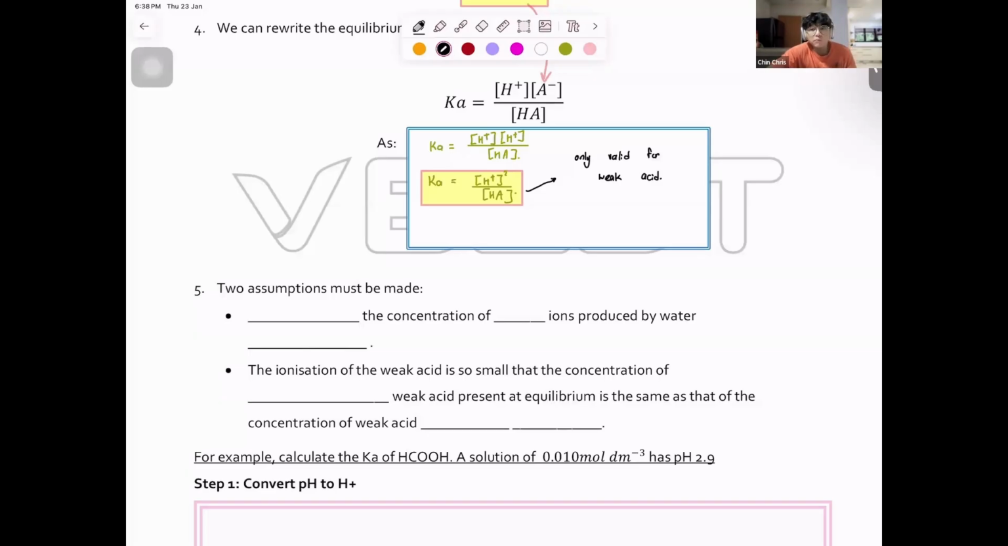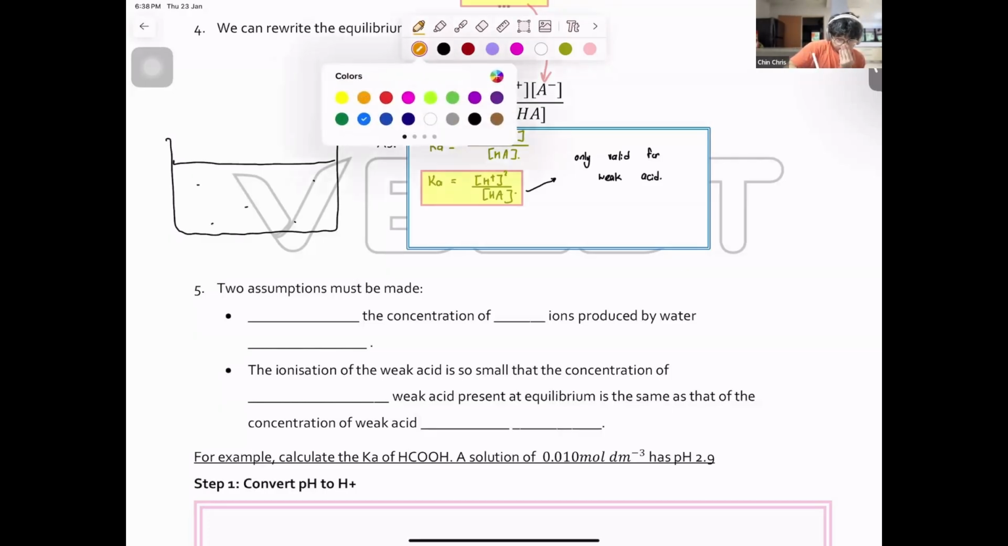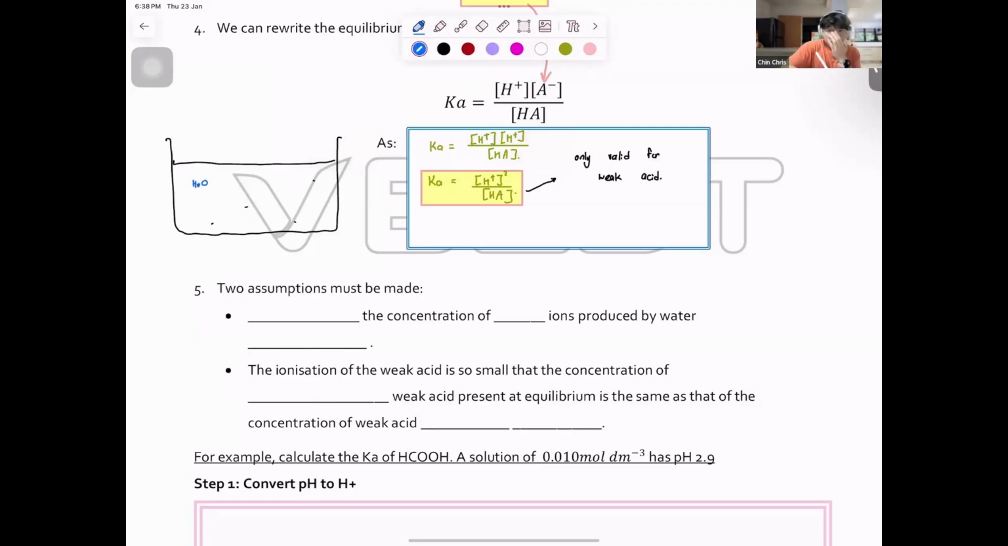Okay guys, now let's continue. To apply this equation, Ka equals H plus squared over HA, we actually made two assumptions here. For the first assumption, imagine that at first I have H2O and I'm adding my HA in. When you add HA into the solution, H2O would dissociate into H plus and OH minus, am I right?